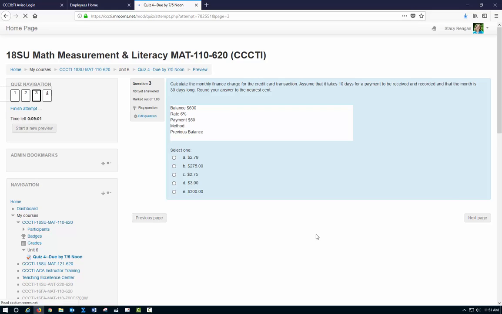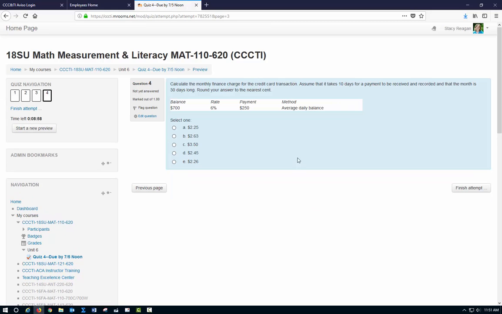And then number 4, this is the only one that probably was harder. It's average daily balance, and on that one you need to make sure that you've taken the average into account. So it tells you that it took 10 days for the payment to post, so that means that your balance was $700 for 10 days. So in order to find an average, you need to multiply 700 times 10, and that's 7,000.